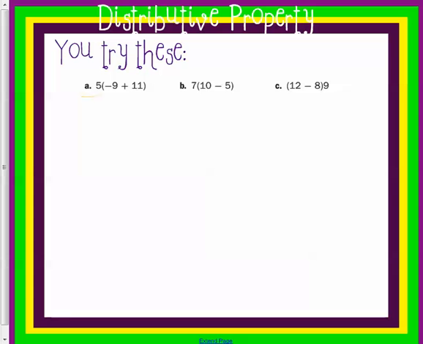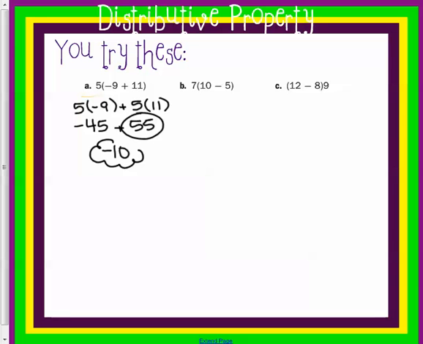Okay, so the first step in this one is to distribute a 5 to each number. So we know 5 times 9 is 45, but it's a negative, and we're adding to that 5 times 11, or 55. Different signs, so I take the sign of the bigger, and I get -10 as my answer.